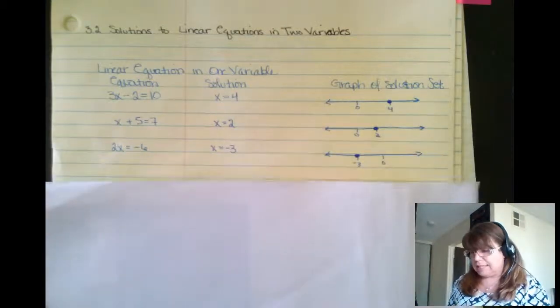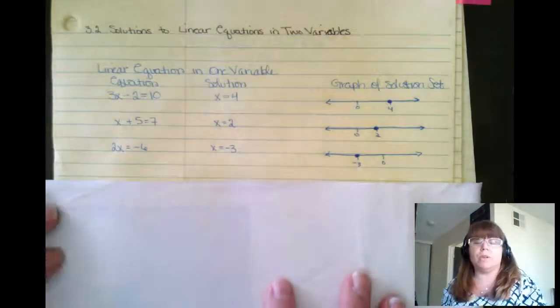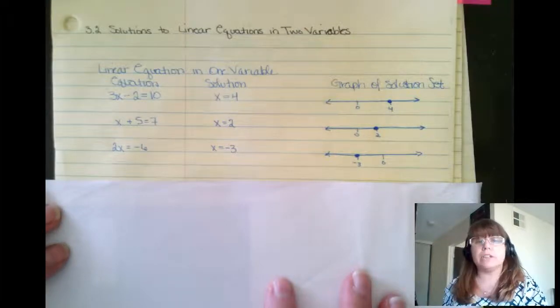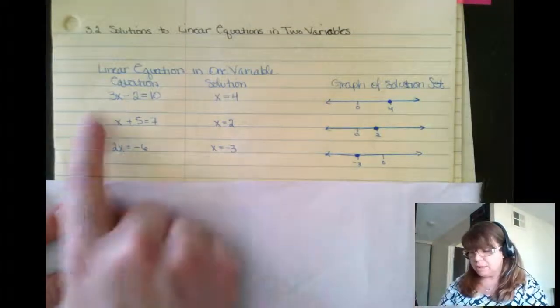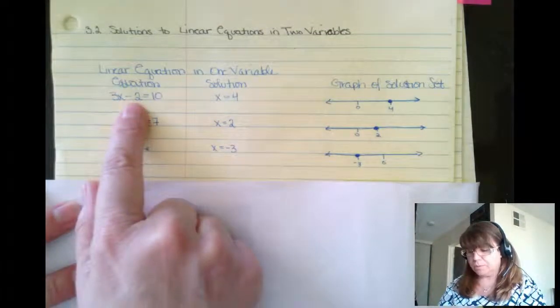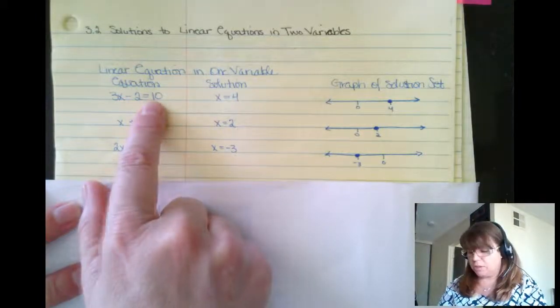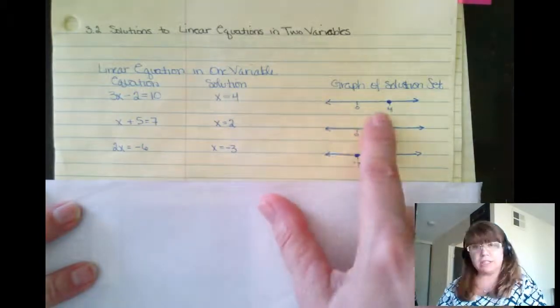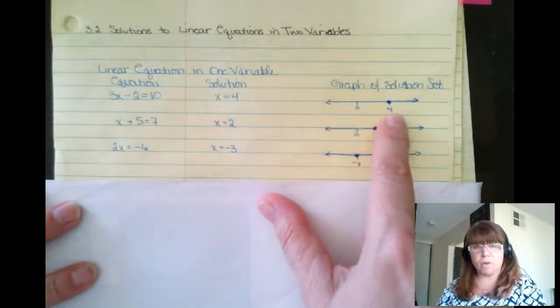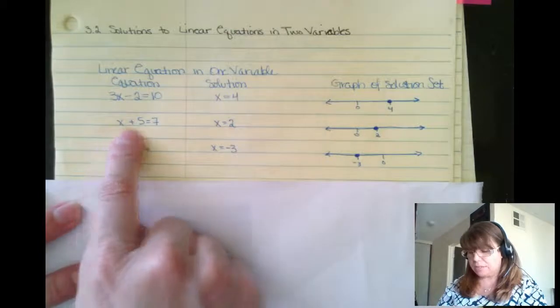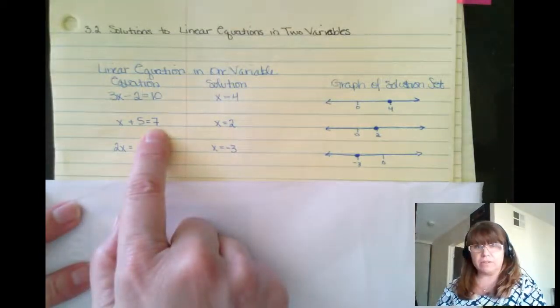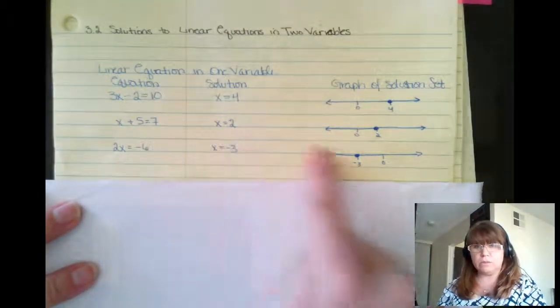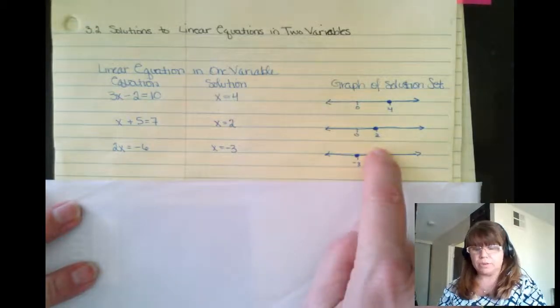So let's take the instance of where we have one variable, and you've already done this, a linear equation in one variable. There are examples like 3x minus 2 equals 10. And so you solve for x and x equals 4. So you graph the solution set and it's a dot on 4. x plus 5 equals 7. Solve for x and x is 2. You plot it and you have a dot on 2.